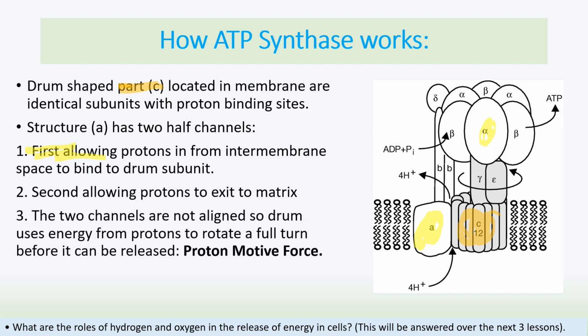The 2 channels are not aligned, so the drum uses energy from protons to rotate before they can be released, and this is called the proton motive force. So basically the energy of the hydrogens moving through causes the ATP synthase to rotate, and that forces the ATP to be formed.